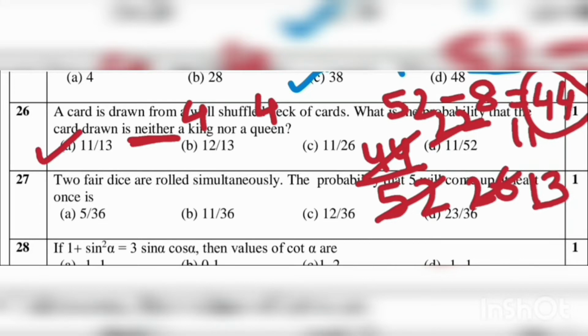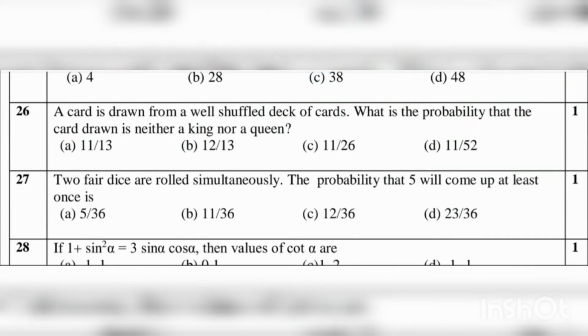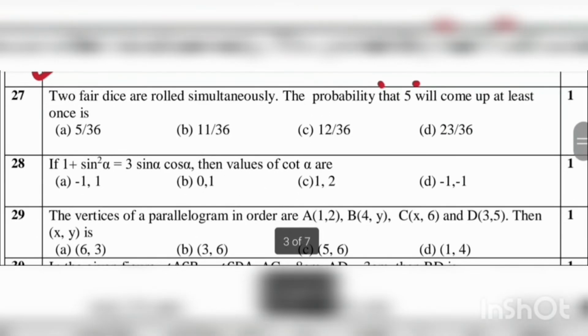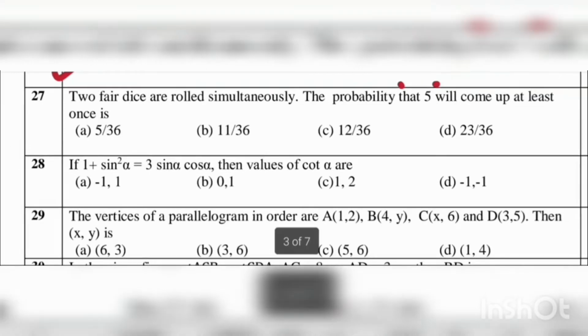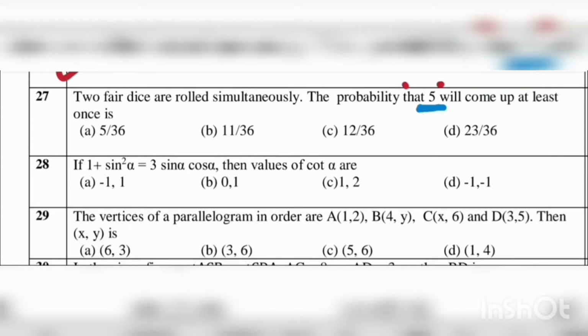Next question. Question number 27. Two fair dice are rolled simultaneously. What is the probability that 5 will come up at least once? When we are throwing two dice together, what is the probability that 5 should come up at least once? At least once means at least one time 5 must be there. It can be more than one time also.